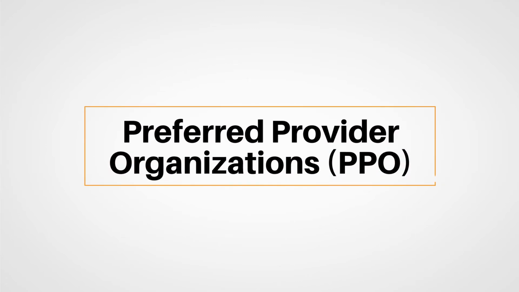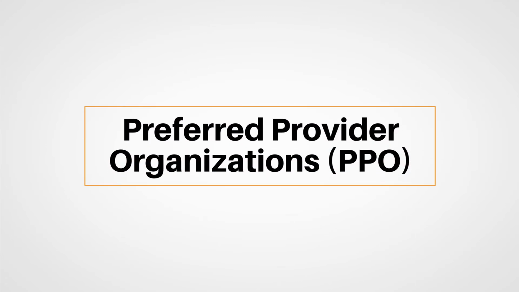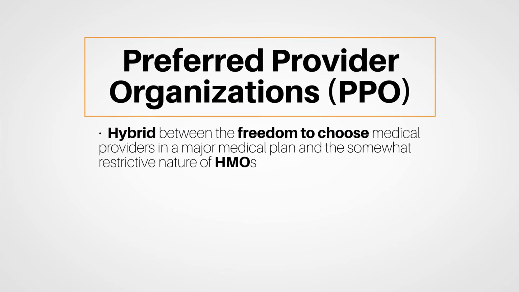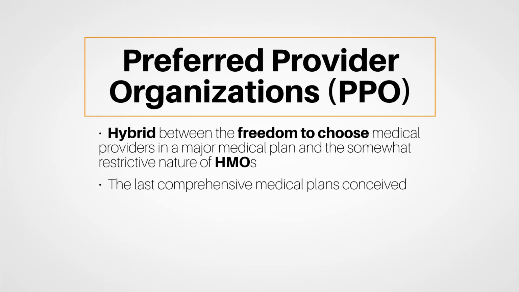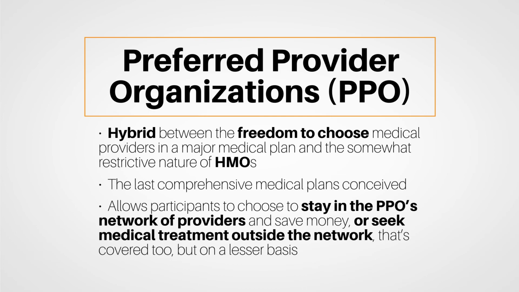Next up are Preferred Provider Organizations, or PPOs. They're a hybrid between the freedom of choice of medical providers in a major medical plan and the somewhat restrictive nature of HMOs. PPOs were the last comprehensive medical plans conceived and have only been around since 1980. They give the participant a choice. They can stay in the PPO's network of providers and save money, or if the insured wants to seek medical treatment outside of the network, that's covered too, but on a lesser basis.